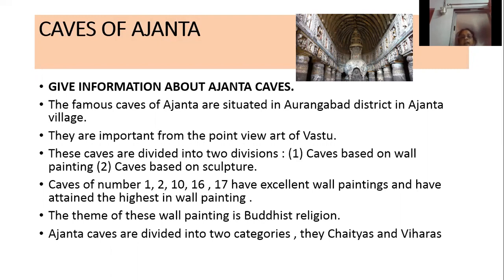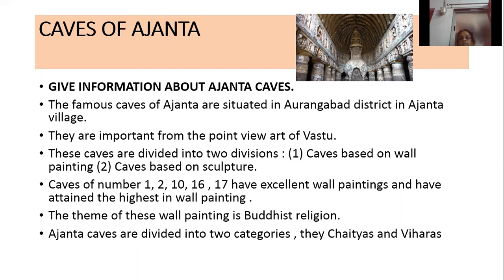So where are the Ajanta caves situated? Aurangabad in Ajanta village in Maharashtra. And these caves are famous from the point of view of Vastu art. Into how many divisions are the Ajanta caves divided? Two divisions: the caves based on wall paintings and the caves based on sculpture. How many caves have excellent wall paintings? 5 caves. Which are they? 1, 2, 10, 16 and 17. And they are famous all over the world.